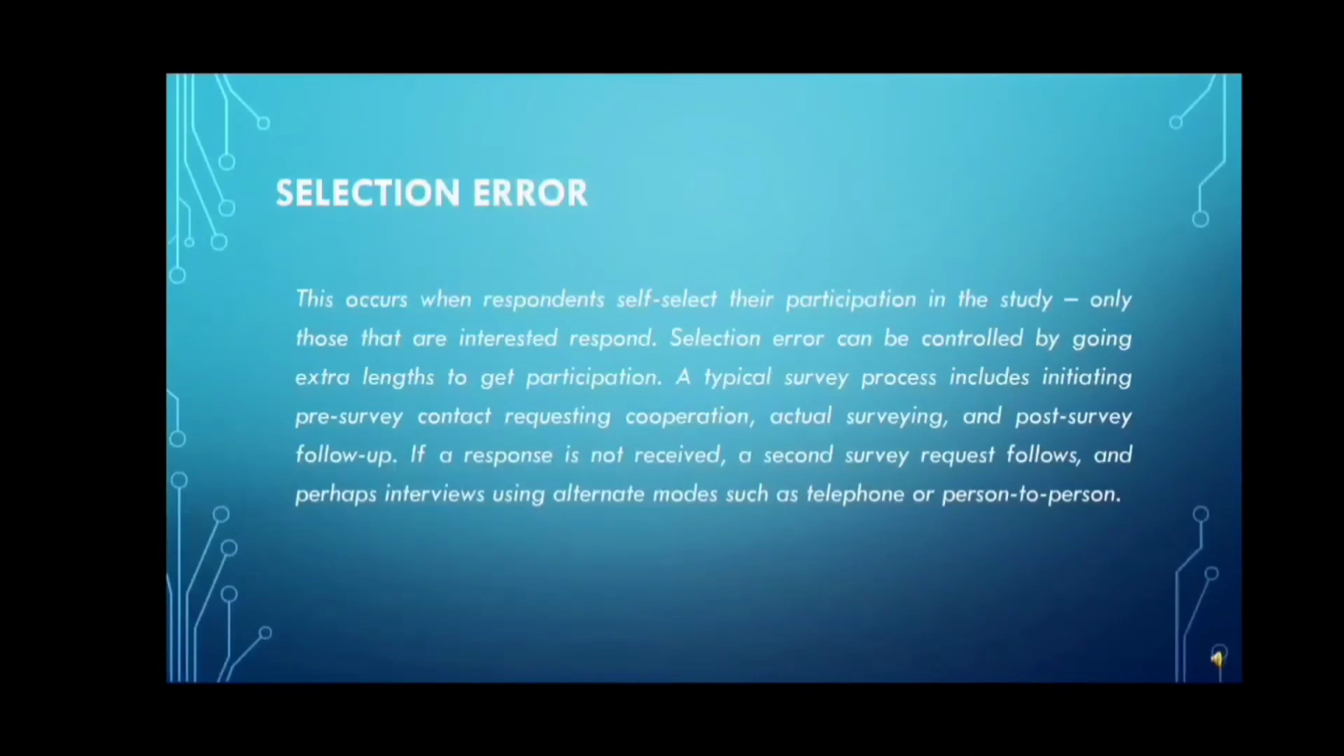Selection error. This error occurs when respondents self-select their participation in the study; only those that are interested respond. Selection error can be controlled by going extra lengths to get participation. A typical survey process includes initiating pre-survey contact requesting cooperation, actual surveying, and post-survey follow-up. If a response is not received, a second survey request follows, and perhaps interviews using alternate modes such as telephone or person-to-person.